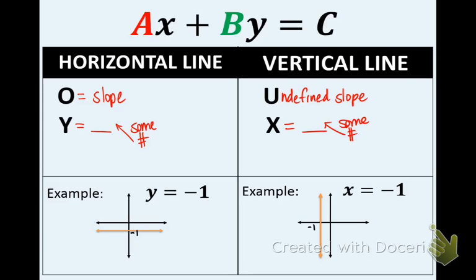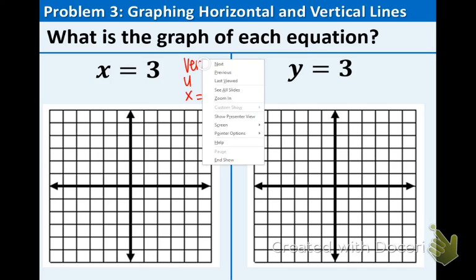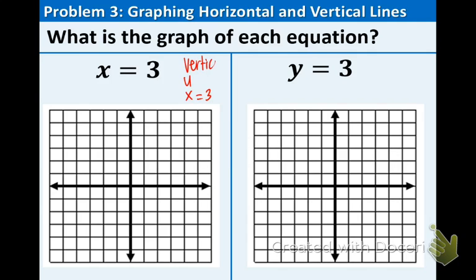Now we're going to learn how to do some on our own. What is the graph of each equation? On the left side we have x equals 3. Well, since it starts with an x, that means we're using the VUX part of the acronym. It is x equals 3, and it's a vertical line. So what you want to do now is find 3 on the x-axis, and we're going to draw a vertical line through that point.